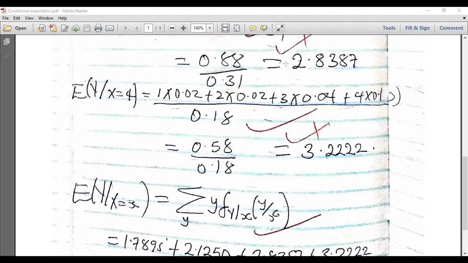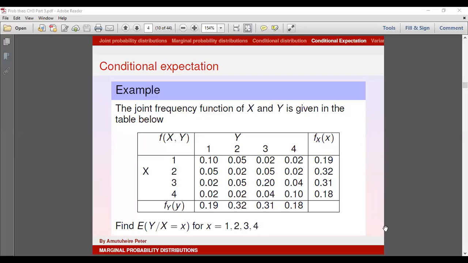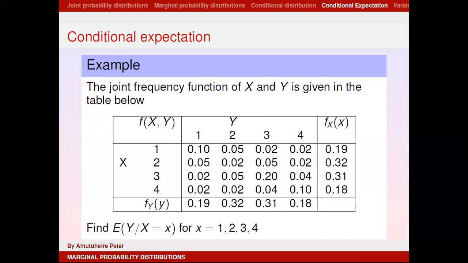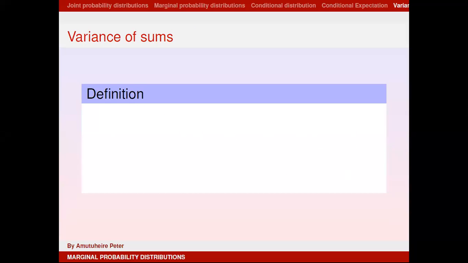And so let me go back to the slides we are sharing. Next, we want to talk about the variance of sums.